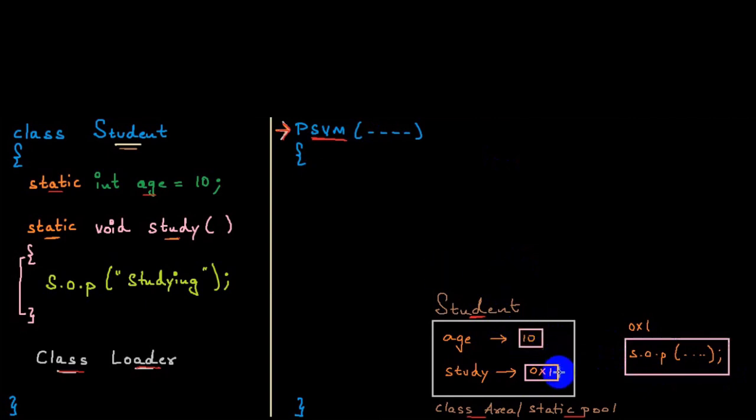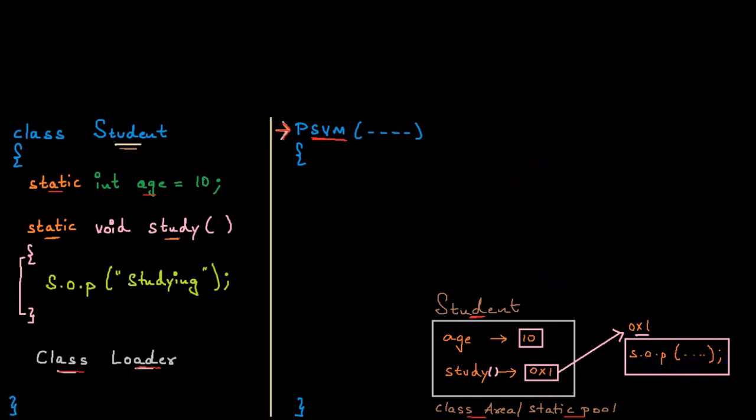Let me show it to you. This is all about it. Got the clarity here? So this is the study method, and the study method is pointing to some address 0x1, and this 0x1 is storing the implementation of the respective method. Got it? Done.